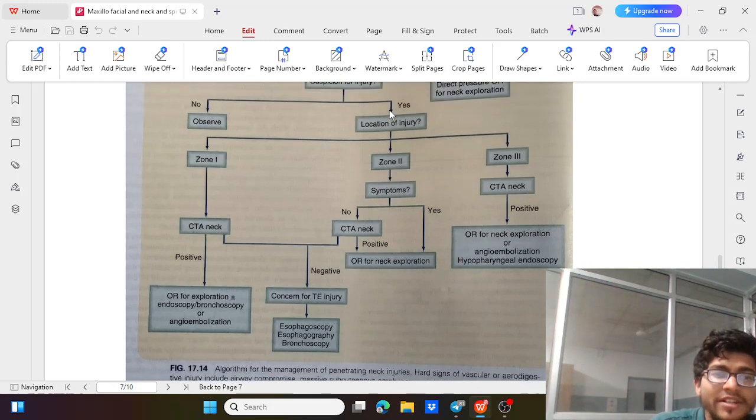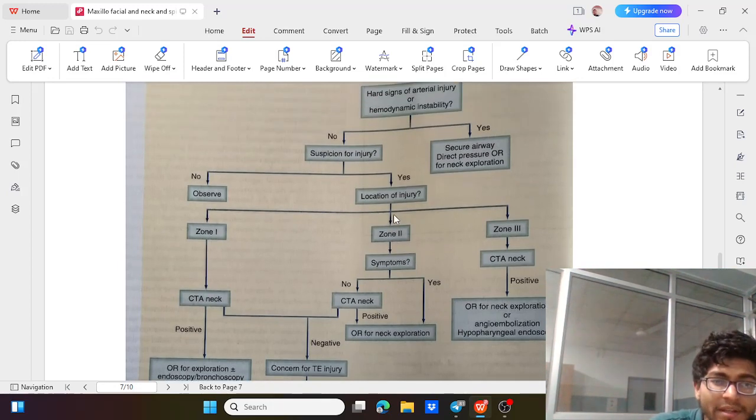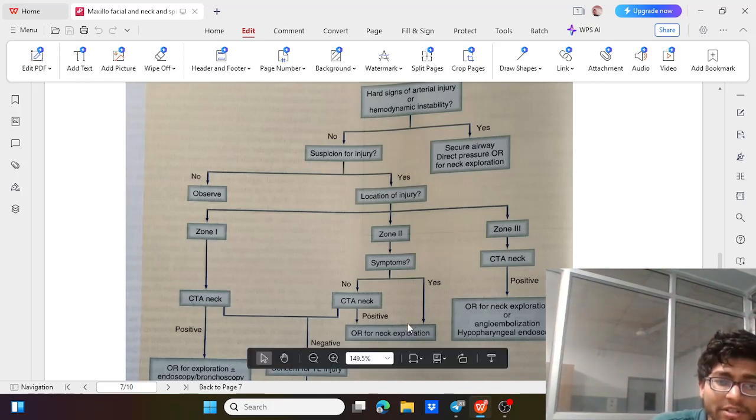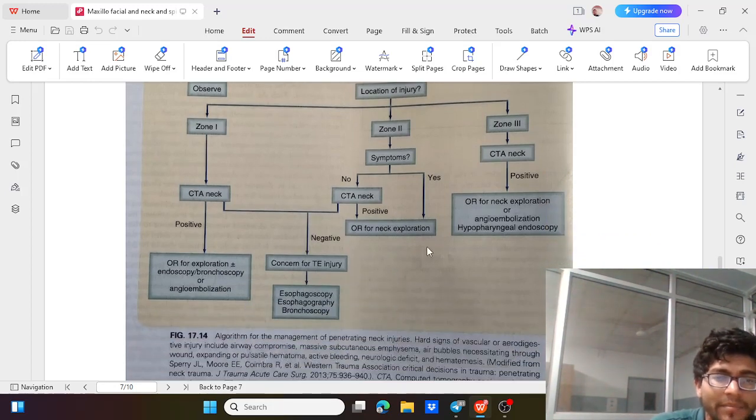Before that, if the injury is of zone 2 and there is no symptom, then we'll go for CT angio. If there are symptoms, then we'll directly go for neck exploration. So if in zone 2 there is injury with symptoms like expanding hematoma, then we can directly take the patient to the OR for clearing the pathway, that is neck exploration.